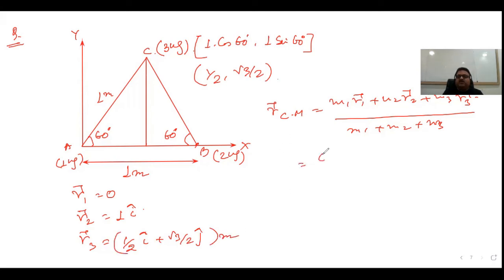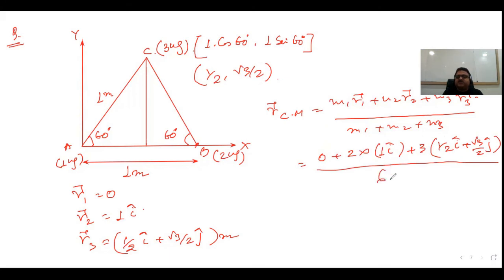Now M1 R1 is 0. What is M2? 2 into R2, that is 1 I cap, plus M3. M3 is what? 3 into R3, half I cap plus root 3 by 2 J cap, divided by sum of the masses, 3 plus 3, 6. Now 2 I cap, 3 by 2 I cap plus root 3 J cap by 6.